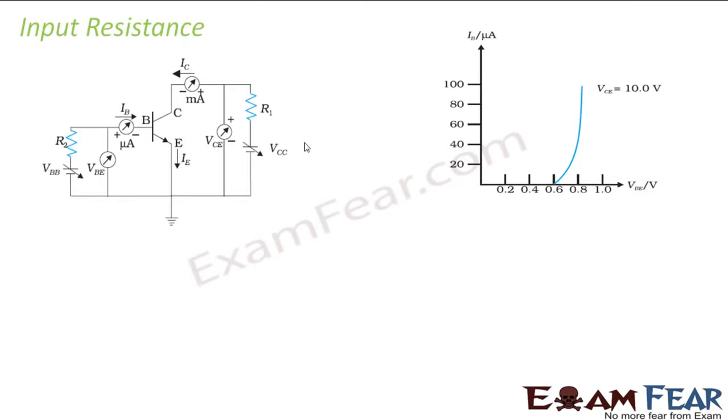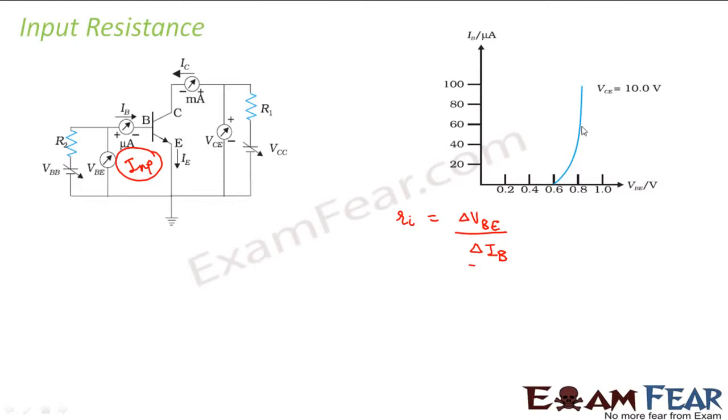When I talk about input resistance, I will concentrate only on the input circuit and on the input characteristics of the transistor. Here, if you see, the graph is plotted between current and voltage. So what do you think would be the input resistance of the transistor? Input resistance would be nothing but the change in voltage, that is delta VBE by delta IB. So why am I considering change in voltage by change in current?